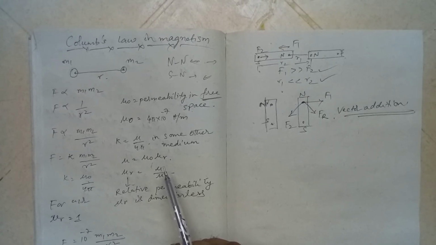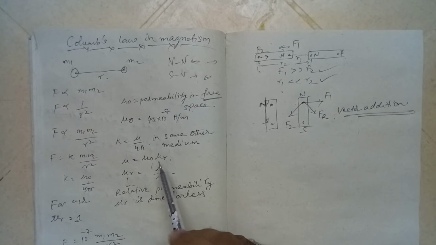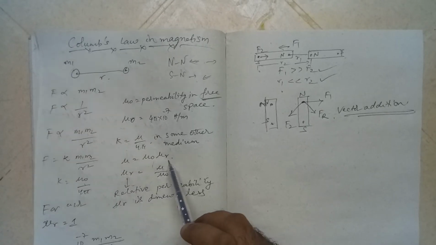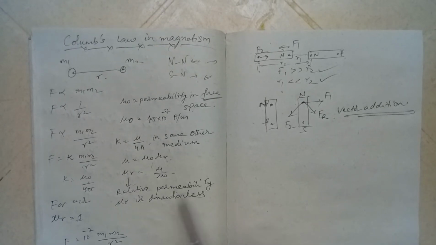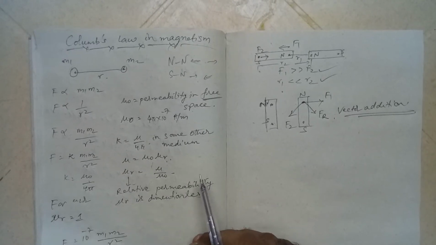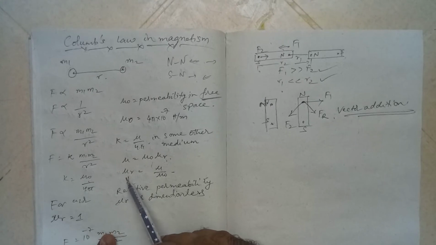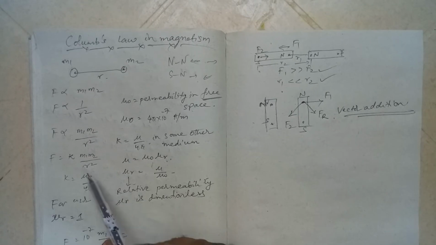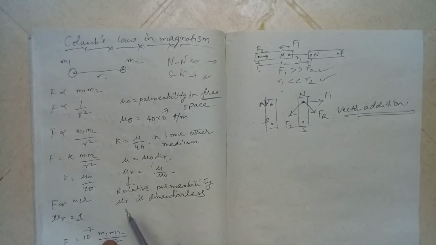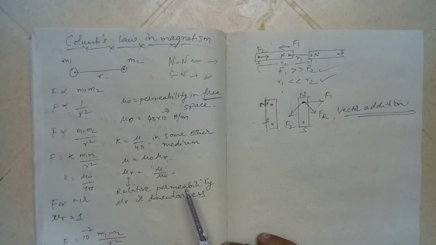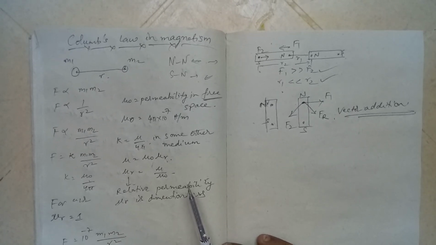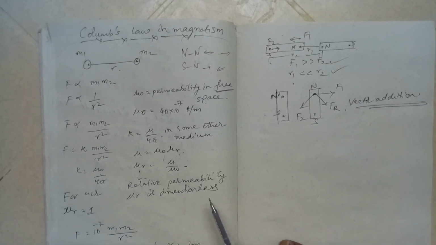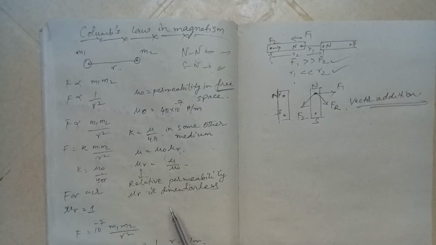Permeability of free space means you are taking air. Suppose you are taking some other medium, let us say water or oil or anything. Then you should know the value of relative permeability. This mu is equal to mu 0 into mu r. What is mu r? Mu r is called the relative permeability of that particular medium, defined as mu divided by mu 0. So in this formula you should put mu instead of mu 0 if you are dealing with some other medium. This relative permeability is a dimensionless constant, because basically it is a ratio of two permeabilities. And you should remember that for air, mu r value is 1.